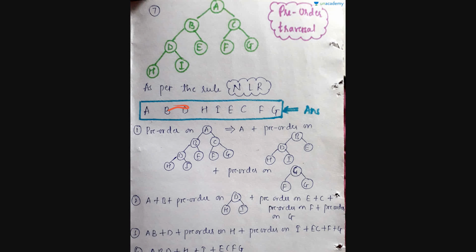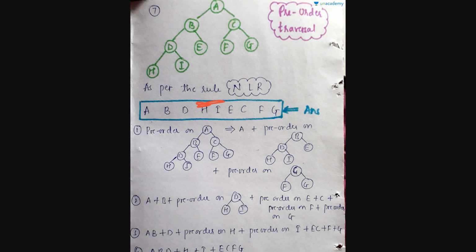After B, the left subtree is there. So we'll write D. And again D is the main root, hence D has to be written over here. After D, D again has a left tree. So according to the rule of N, L, R, we'll have H in our order. So H is over here. So A, B, D, H.